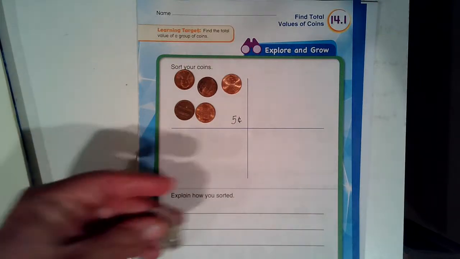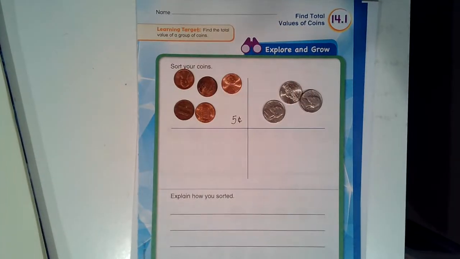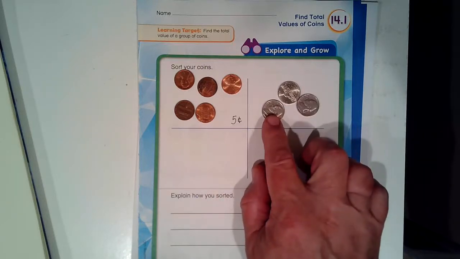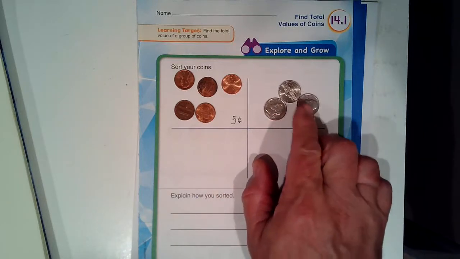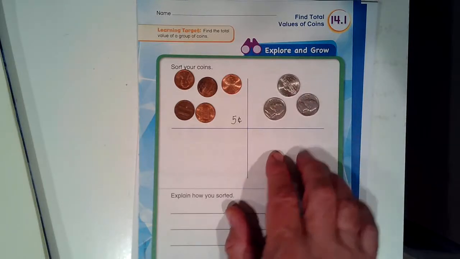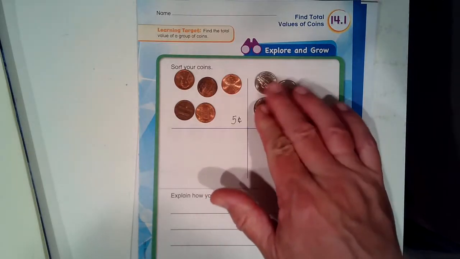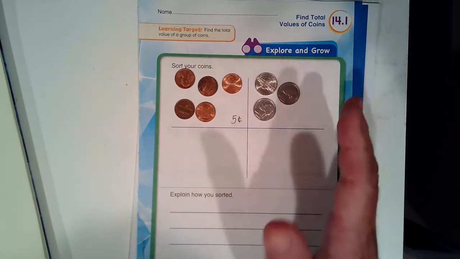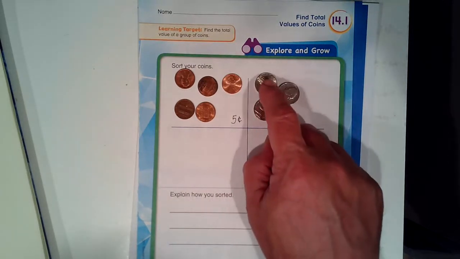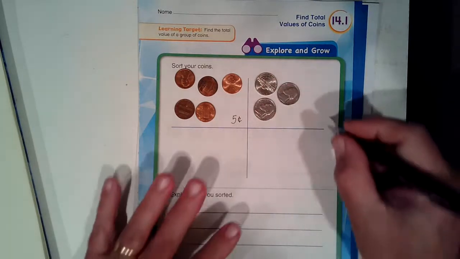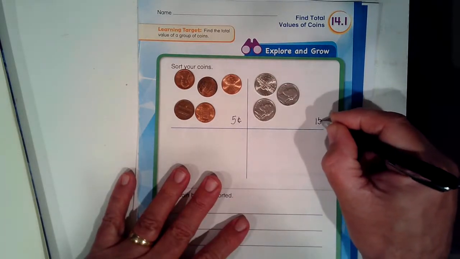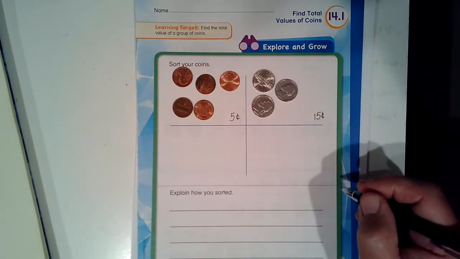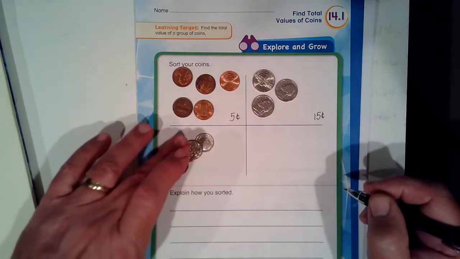And the next one I have, we'll go a little bit bigger. These are all nickels. I have some that ended up as heads and one that ended up as tails. And I have 3 of them. So if I'm counting, each one is worth 5. So I say 5, 10, 15. If I have 3 nickels, that's 15 cents.